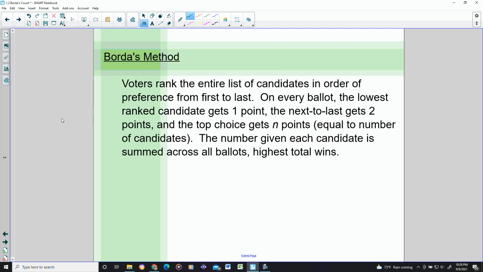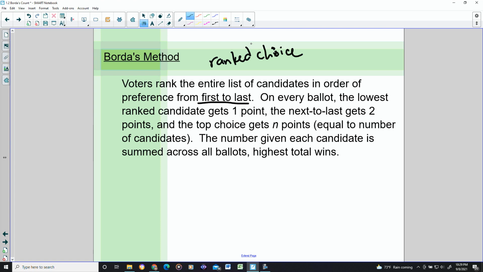Okay, so here's how it works. Voters will rank the entire list of candidates in order of preference from first to last. In other words, this is going to be a ranked choice. So remember here, ranked choice. So really, we're going to do a ranked choice ballot, but how we score it is going to be different. On every ballot, the lowest ranked candidate gets 1 point, next to last gets 2 points, and then further all the way up to the top choice gets n points, equal to the number of candidates. The number given each candidate is summed across all ballots and the highest total wins.